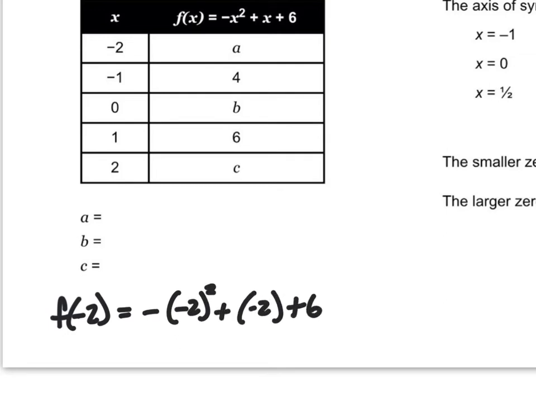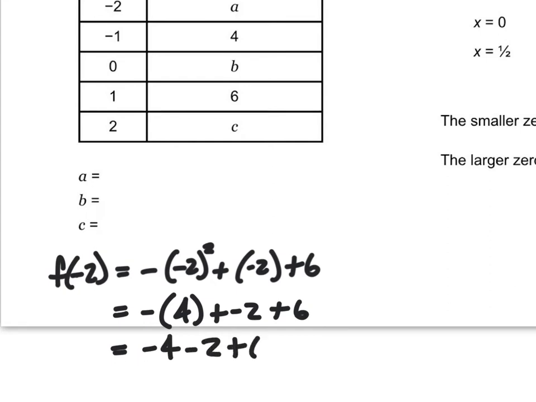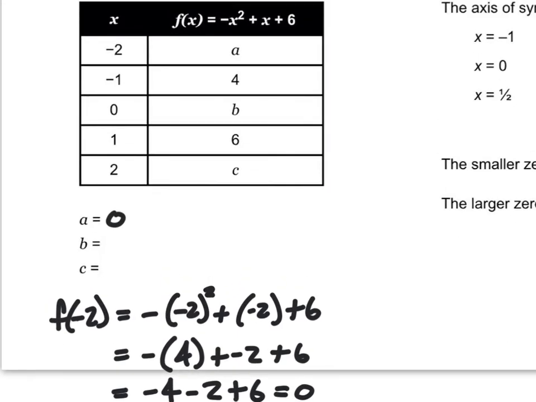You guys can get screwed up on your signs here, so be careful. This is going to be -2 squared, which is positive 4, plus -2 plus 6. So we get -4 minus 2 plus 6, which is actually just going to give us 0, right? So the value for A is 0. Okay, so I'm going to put that value up here, that this is a value of 0.